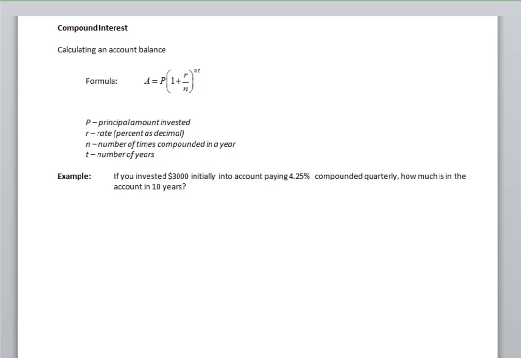Okay, here we're going to talk about compound interest. This is a formula for calculating the amount in an account after so many years, given a rate and the number of times compounded at that rate. P is the principal amount invested, right there.